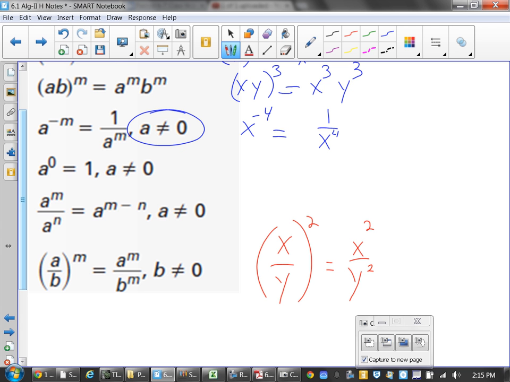Now, the fun part. It's not just one step that they work with these. They mix them all together.